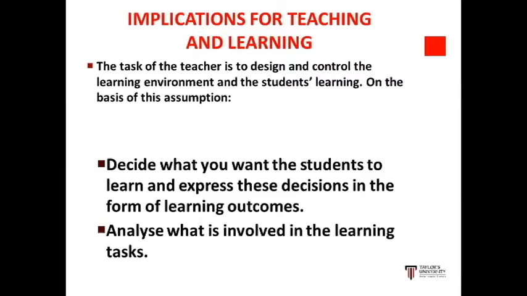So first of all, as a teacher, you decide what you want the students to learn, and express these decisions in the form of learning outcomes. When you write out a course outline, there are always learning outcomes. At the end of this lesson, the student is able to write a paragraph of 50 words. At the end of this lesson, the student is able to add two sets of figures of 2 digits. And then you analyze what is involved in the learning task.